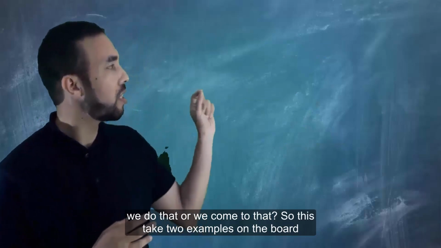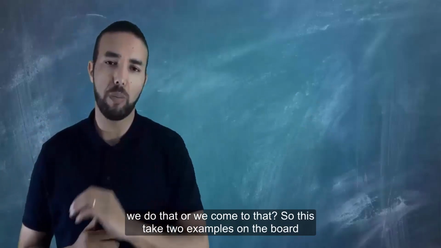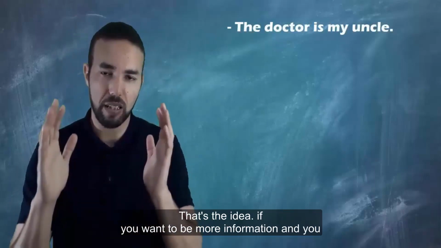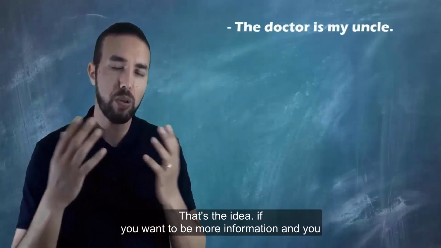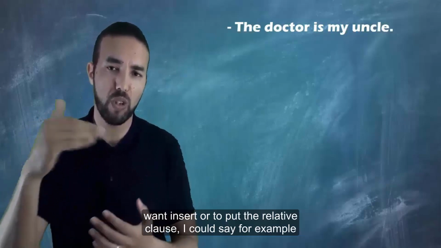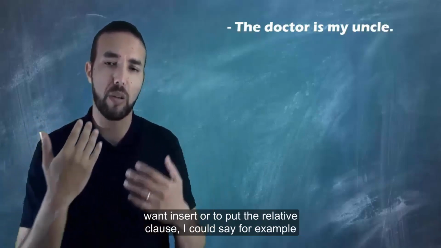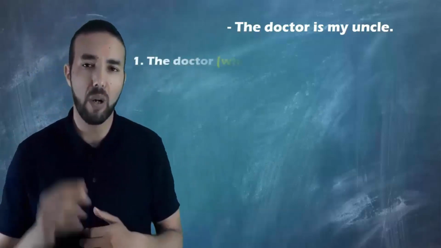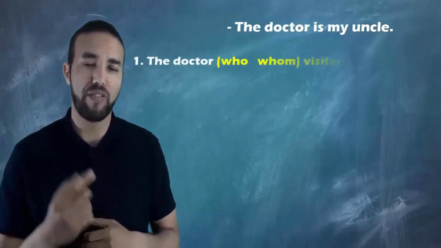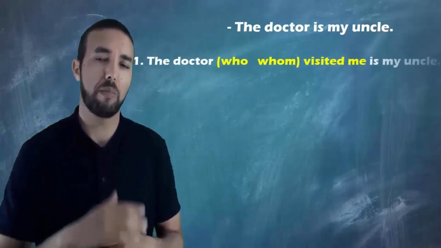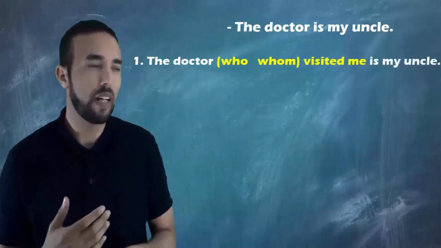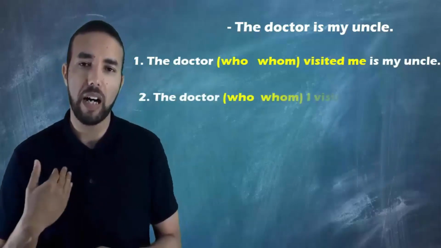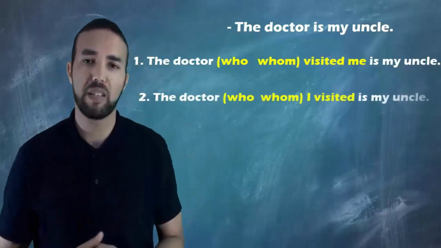So let's take 2 examples on the board. The doctor is my uncle. That's the idea. If you want to give more information and you want to put there a relative clause, I could say, for example, the doctor who or whom visited me is my uncle. In the second example, I have the doctor who or whom I visited is my uncle.